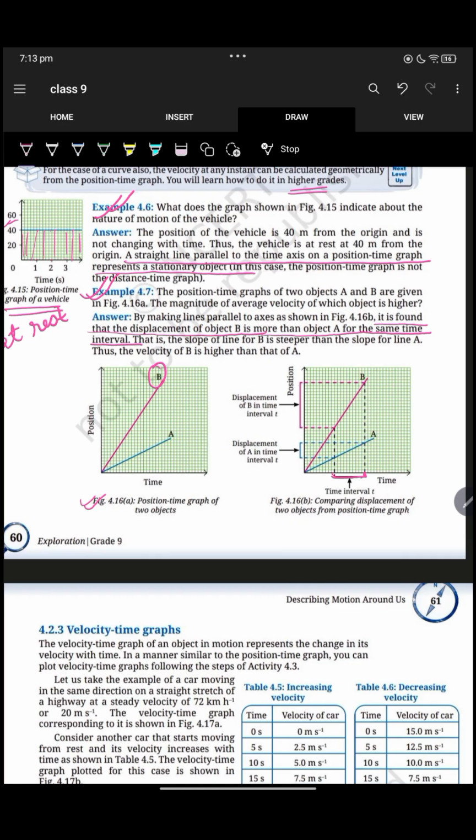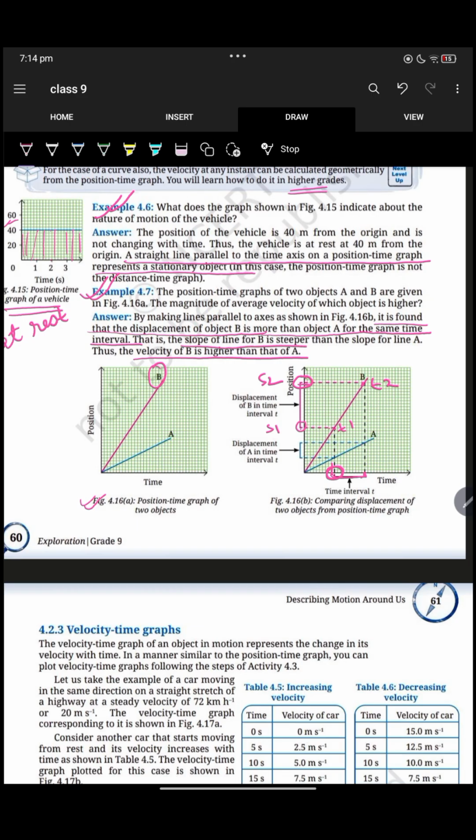So here at B, this is the position, and here is one position being chosen. At this point, this is the position. So I can say S1, S2. Here again, I can say this is T1, and here this is T2. Similar to the previous case, we can find the slope, and it was seen that the slope of the line for the B plot was greater. Thus, the velocity of B is higher than that of A.